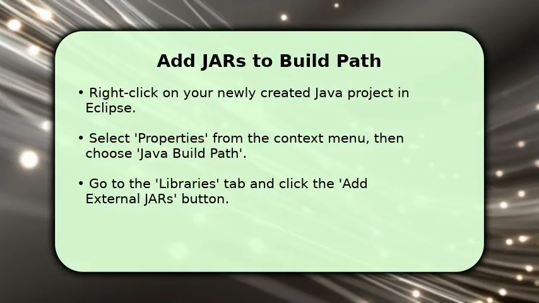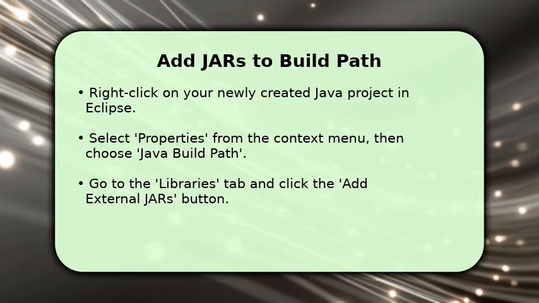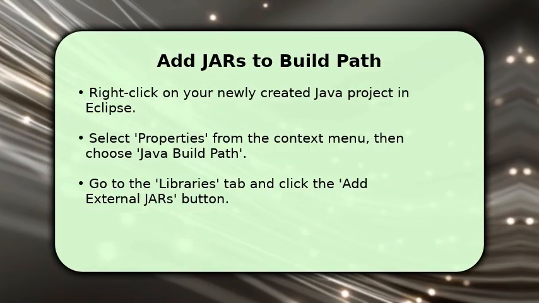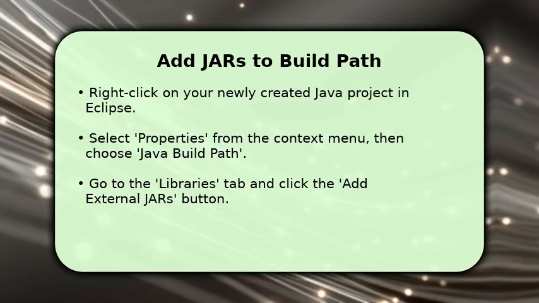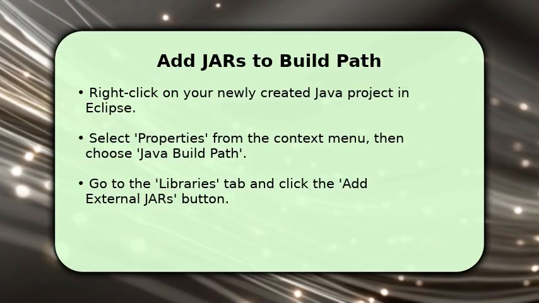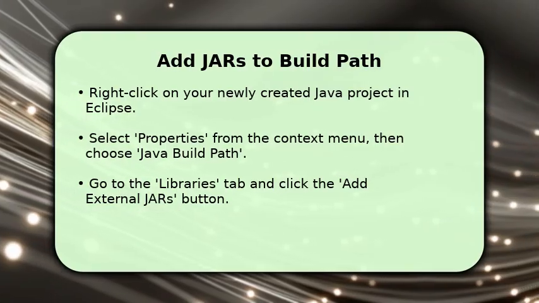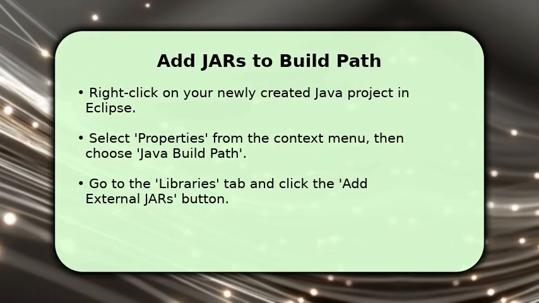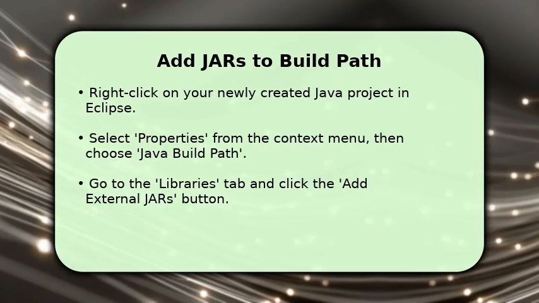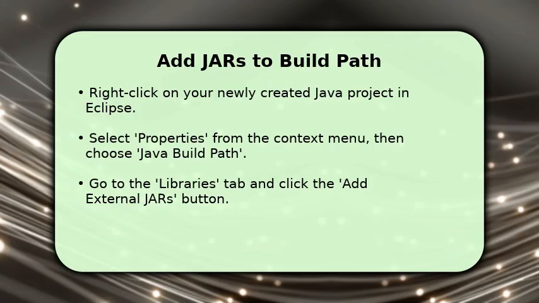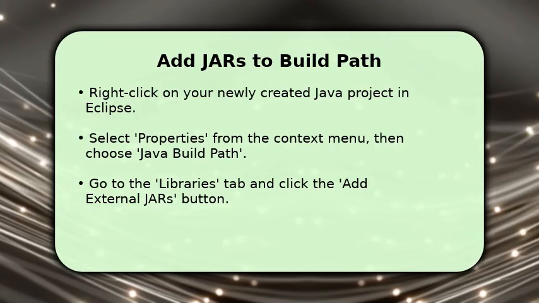With your JARs downloaded, it is time to add them to your Eclipse project. Right-click on your project in the Package Explorer, then select Properties. In the Properties window, choose Java Build Path from the left-hand menu, and then click on the Libraries tab. Now, click Add External JARs. Navigate to your extracted Selenium folder and select all the JAR files, including every single one from the lib subfolder.